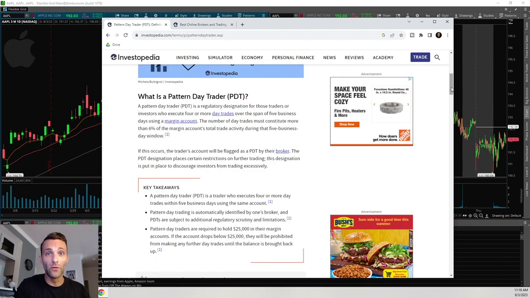And in order to avoid being flagged as PDT, the requirements are that you need to have $25,000 in a margin account. And if your account at any point drops below that $25,000, you will be flagged as the PDT if you're actively trading it. So that's why it's very important to have the $25,000. The account cannot dip below it, and it also needs to be a margin account.